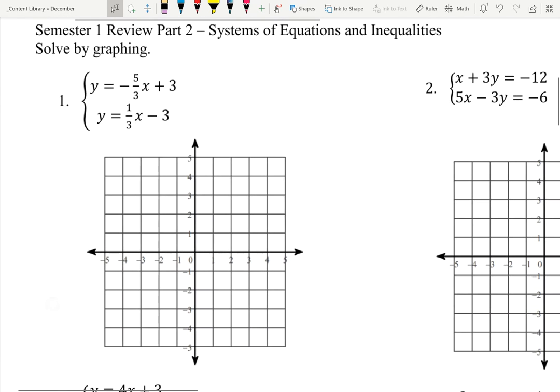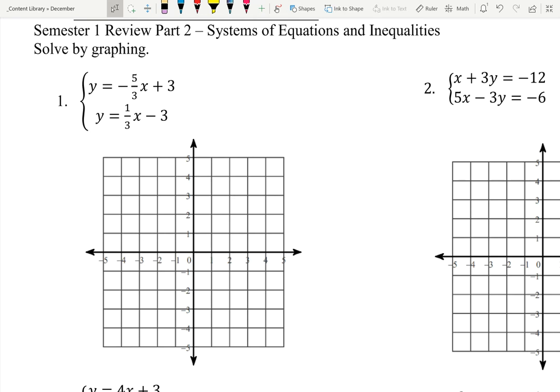Okay, so in part 2, question 1, we are graphing this. This one's already in slope-intercept form for us, which is nice because it tells us exactly what the y-intercept is and then what the slope is. I'm going to put this first line in blue, and the second one in red. The y-intercept of the first line is positive 3, so we go up to 3 on the y-axis and put our point. The slope is negative 5 over 3, which you can think of as negative 5 over a positive 3, telling you to go down 5 and then right 3.